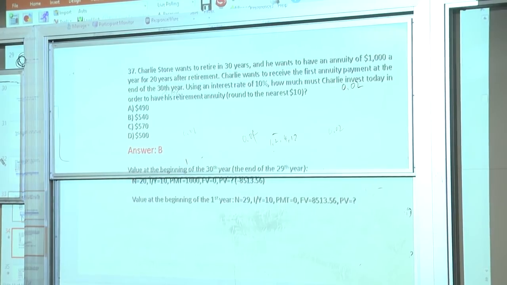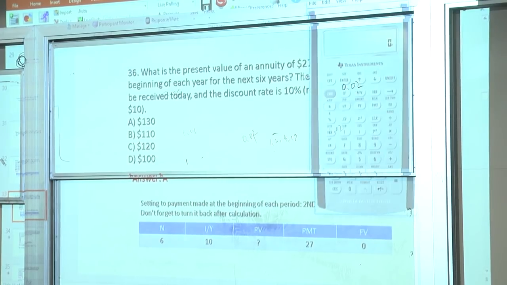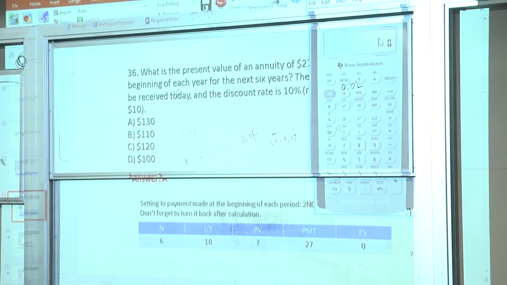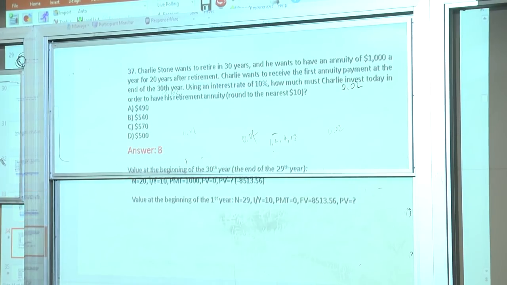Okay. The normal setting of the calculator is end. At the end? Yeah, the end. Oh, I thought it was the beginning. Yeah, and you never see anything here. There's nothing in here. If it's beginning, it's going to show BGN here at the top of the screen. All right, next one. Okay, the answer is A.